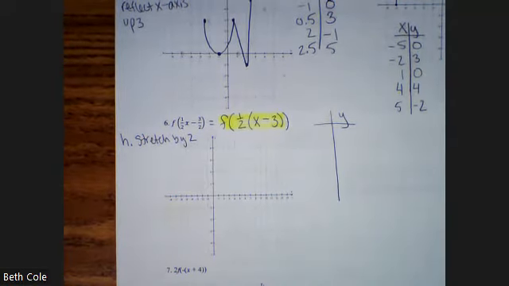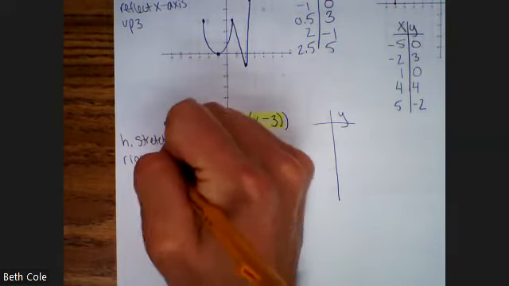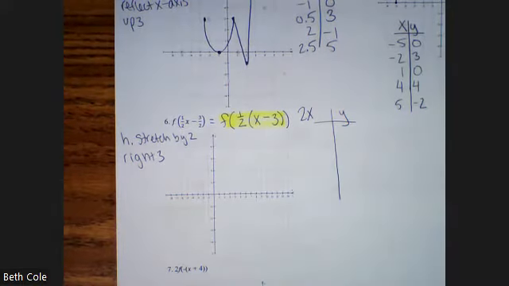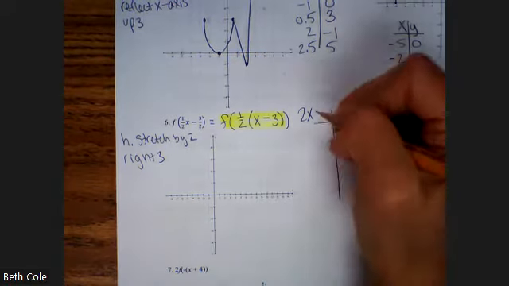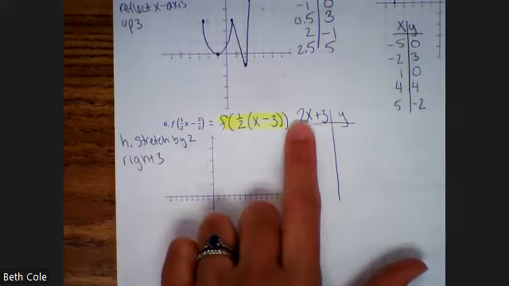Horizontal stretch by 2. And then right 3. So if we want to do a horizontal stretch by 2, we need to double the x value. Remember, you flip it. So we're going to multiply x by 2. And then how do you go to the right 3? +3. The inside ones are backwards. They're just harder. It feels like it goes against your instinct. But you can do it. I believe in you. So all the x values, you're going to double them and add 3.